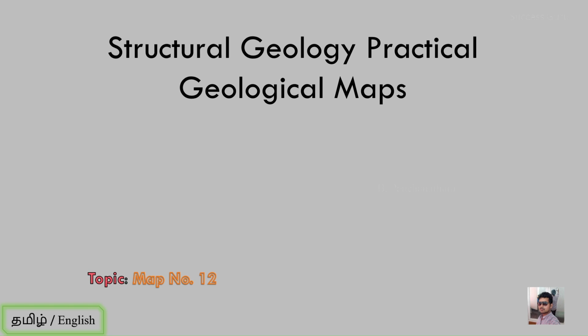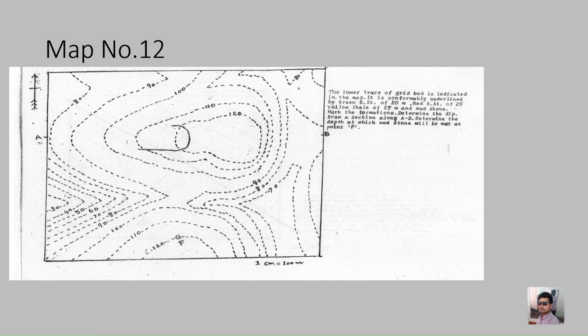We are back with our structural geology map practical video series, and this is map number 12. So this is the map. They have given the question that the lower trace of the grid bed is indicated in the map. It is conformably underlain by green sandstone of 20 meter, red sandstone of 25 meter, yellow shale of 25 meter, and mudstone. Mark the formation, determine the dip, draw a section along AB. Determine the depth at which mudstone will be met at point P.